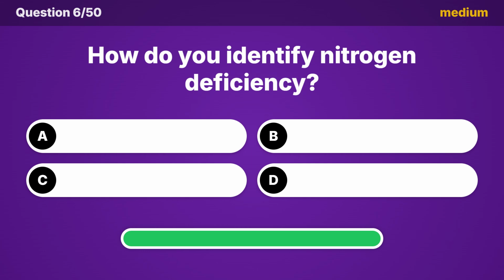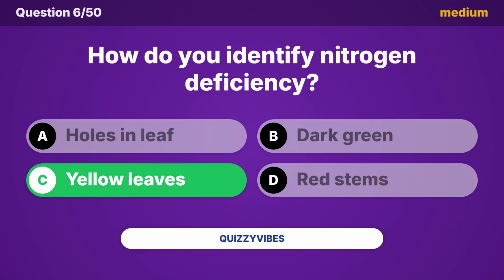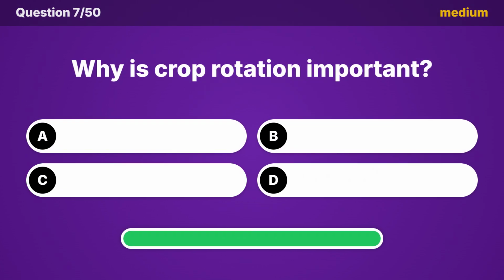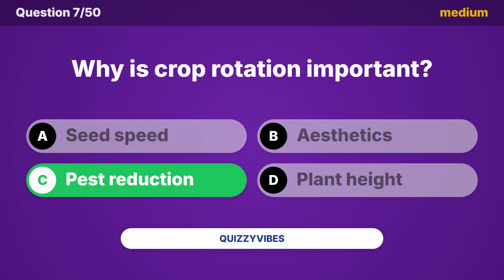How do you identify nitrogen deficiency? Did you guess it? The answer is yellow leaves. Why is crop rotation important? Here is the answer: pest reduction.